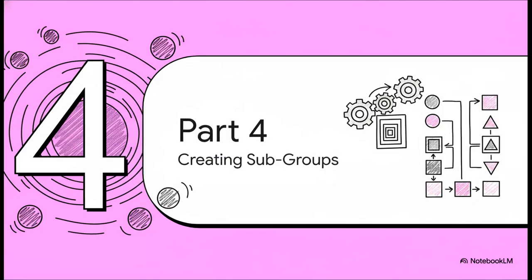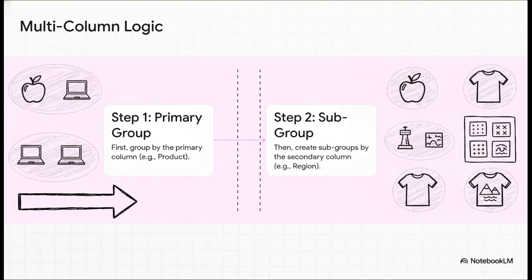But wait, we've only scratched the surface. Sometimes solving one mystery just opens up a bunch of new questions. What if we need to get even more specific? Well, that's where we can start grouping by more than one column. The way this works is actually pretty straightforward. The database first groups everything by the first column you give it.